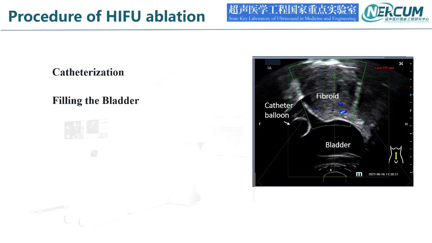So, and also before the HIFU we need to pass the water and remove the urine, and the urine could be the best medium of heat transmission. So the urine removal is the most important.